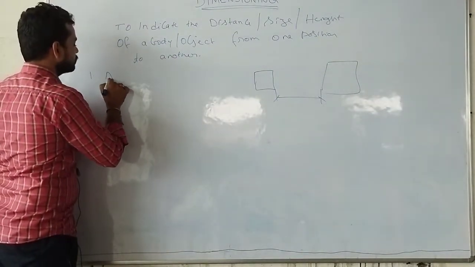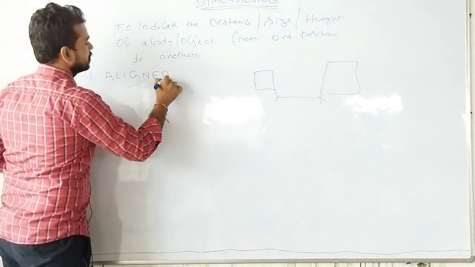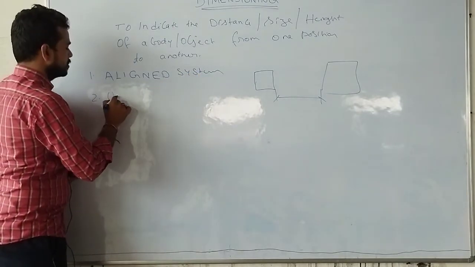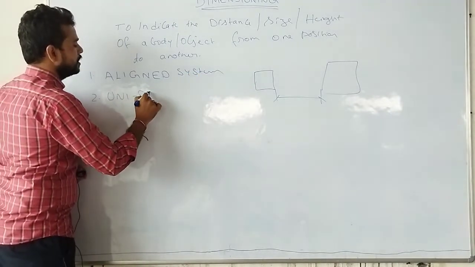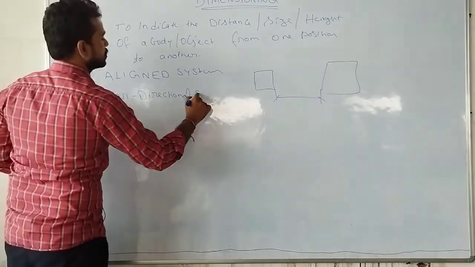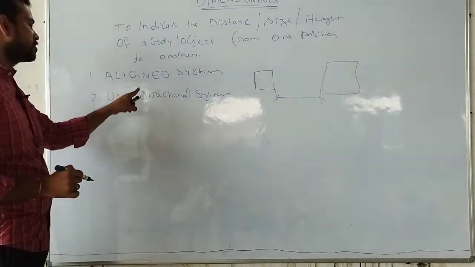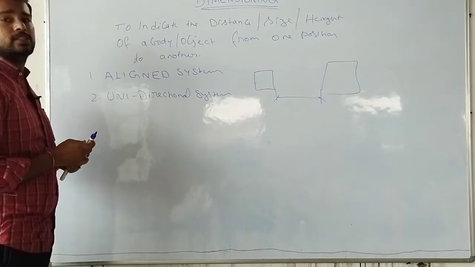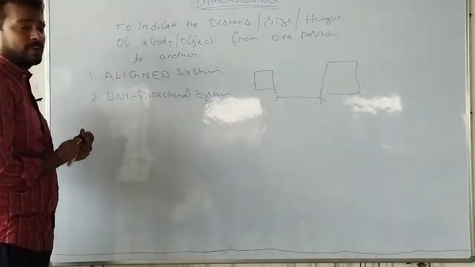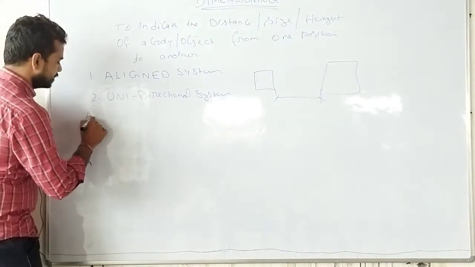Here there are two types of dimensioning. One is the aligned system of dimensioning, and another one is the unidirectional system of dimensioning. Two systems are there. So how are these classified? What is the aligned system of dimensioning? What is the unidirectional system of dimensioning? First of all, we see the aligned system.